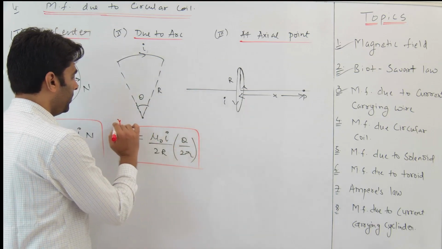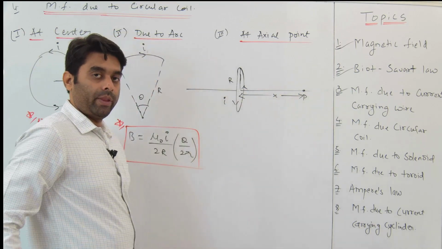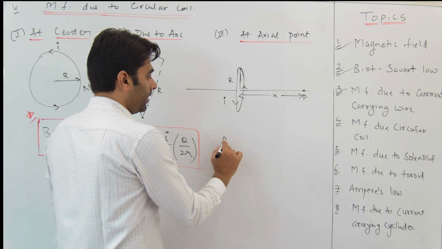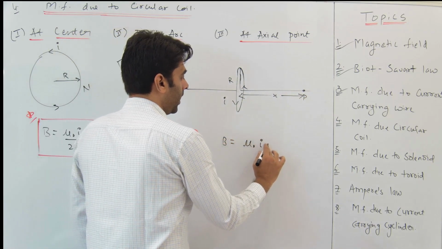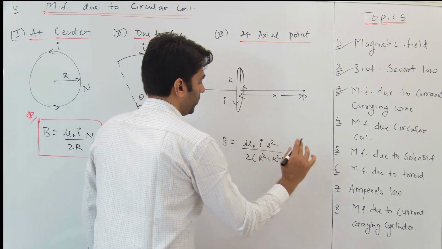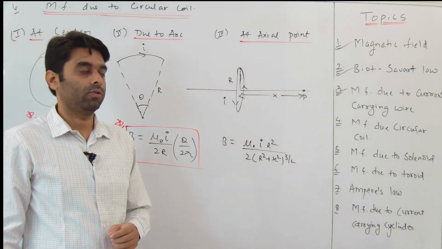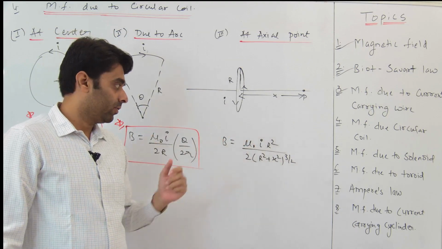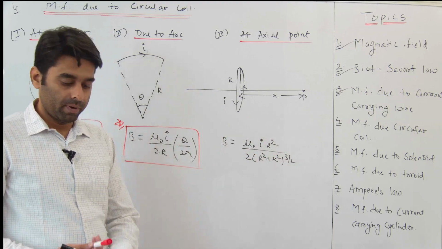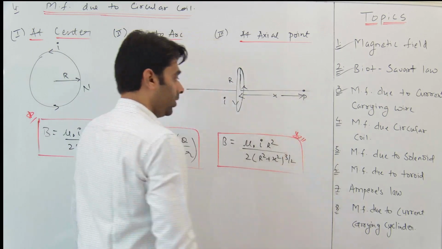Fine. Next, if we talk about the magnetic field due to a circular coil at an axial point. On the axis, a point P is present at a distance of x. So what is the magnetic field given as? B is mu naught I r square by 2 times (r square plus x square) whole power 3 by 2. This is similar to what we discussed in gravitation and electrostatics, but there are some differences. This is our relation, the magnetic field at an axial point due to a circular coil.